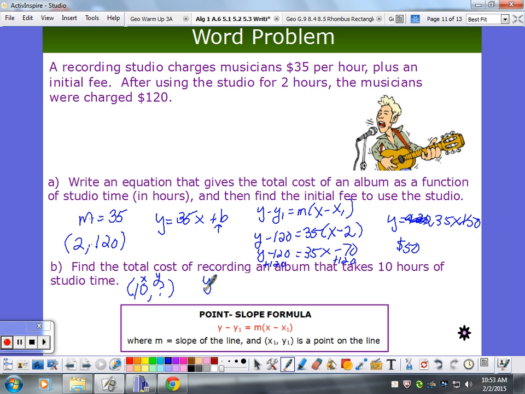And so I have an equation now. It's $35 an hour plus a $50 fee. So where is that 10 going? Is it the y or the x? I like how she says that. Is it the x or the y, Brenda? Where does the 10 go? Here? Or here? So that's 350 plus 50, which looks like $400, if you need 10 hours of recording time.